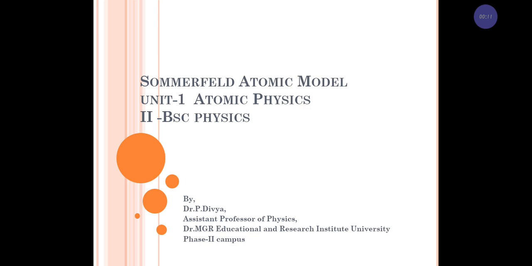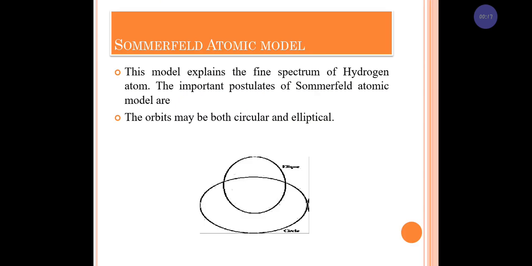Today we are going to see the Sommerfeld atomic model. We already know about the Bohr atomic model. Bohr suggested that electrons revolve around the nucleus in circular orbits. In a similar way, Sommerfeld proved that the orbits may be both circular and elliptical. In the Sommerfeld atomic model, he explains the fine structure of the hydrogen atom.